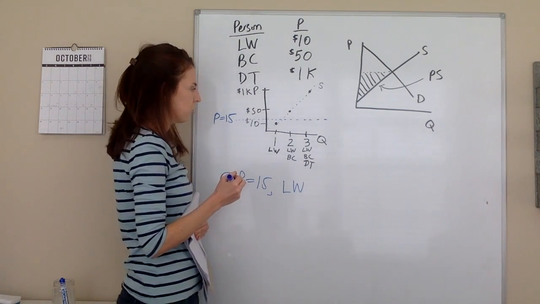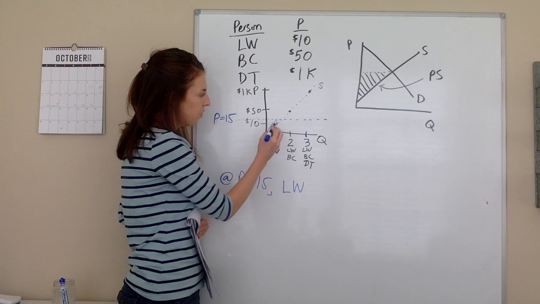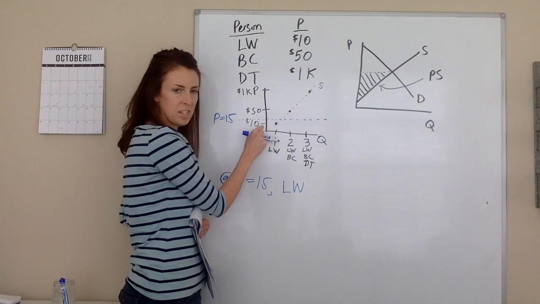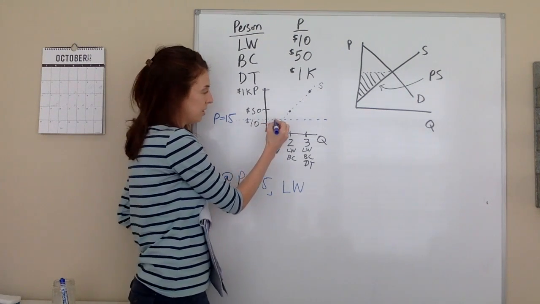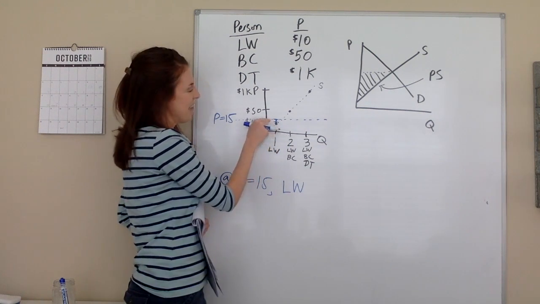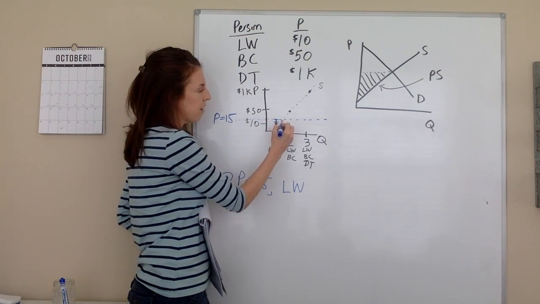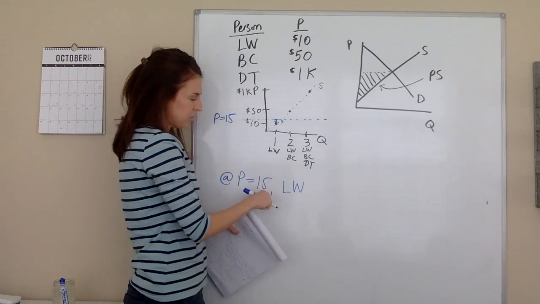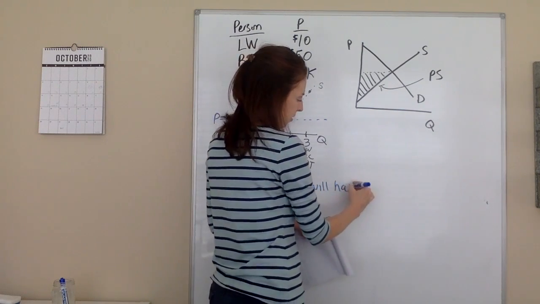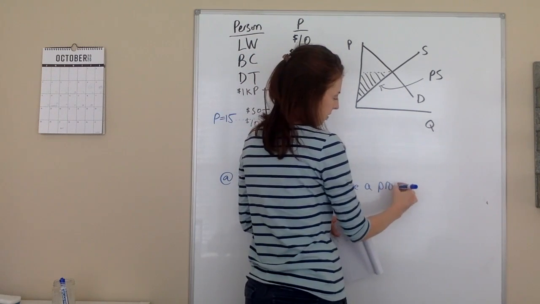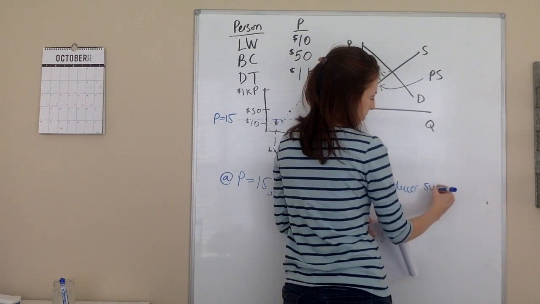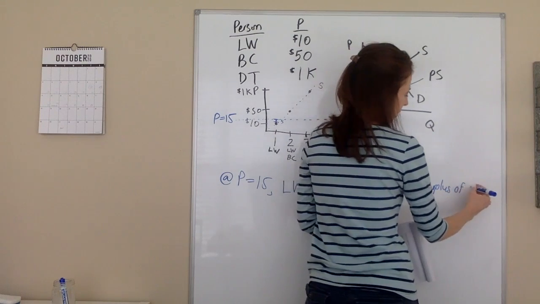Okay, why will I have a producer surplus of $5? It'll be $5 because I'm happy to sell a dozen cookies for $10, but I'm getting $15 per dozen. So this vertical distance between the supply curve and the price is 5. So at a price of 15, Lindsay Woodworth, a producer, will have a surplus of $5.